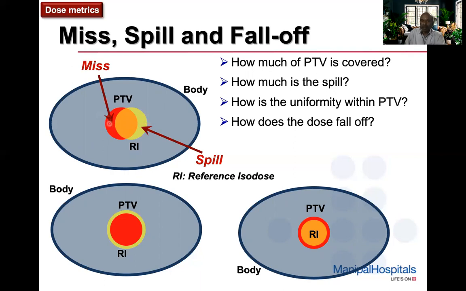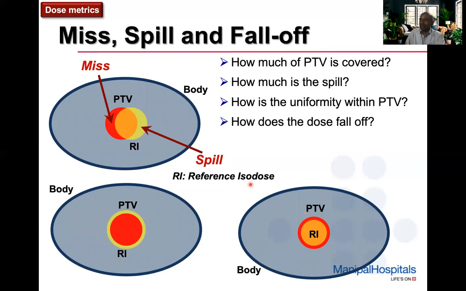So how much of the PTV we are missing and how much of the reference isodose is spilling onto the normal tissue varies with different situations. Like this, the reference isodose can completely encompass the PTV, or the reference isodose can completely lie within the PTV.